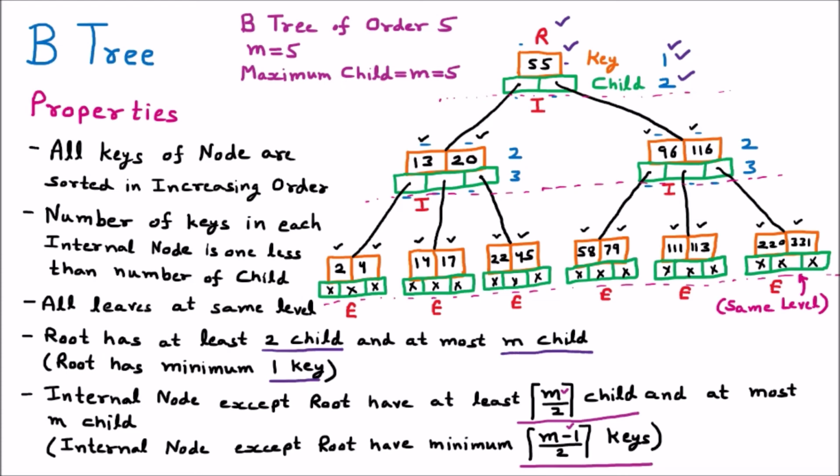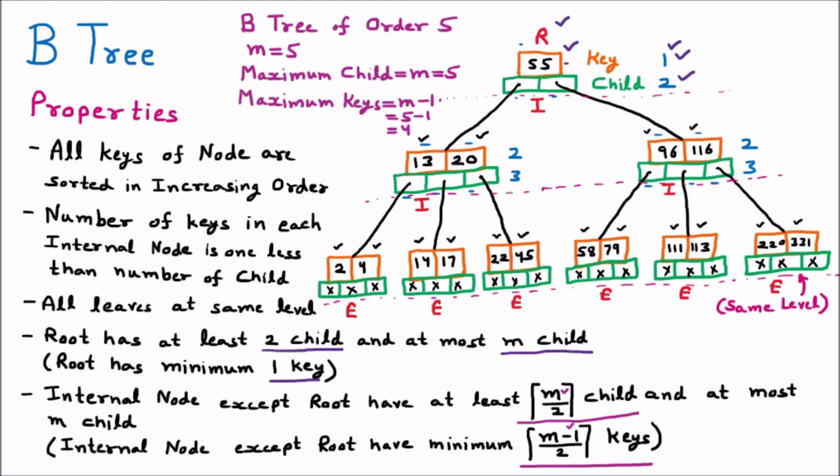Now we are going to find out the maximum keys. We know that maximum keys are always m minus 1, which is 1 less than the children. So m minus 1 is equal to 5 minus 1, and 5 minus 1 means 4. So the maximum keys which are possible are 4. This property is the same as for the M-way tree or M-way search tree.